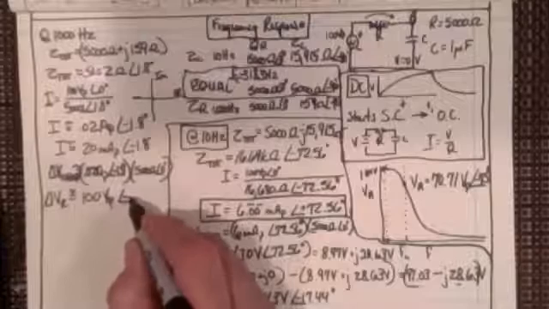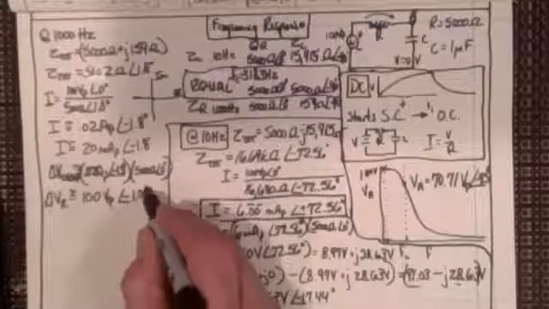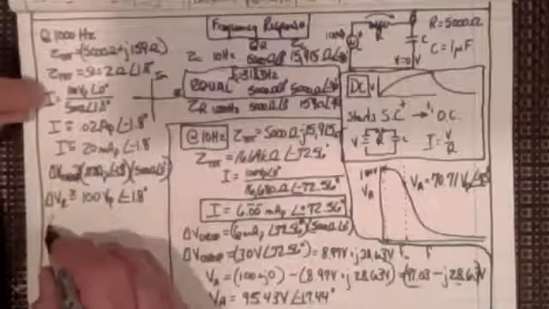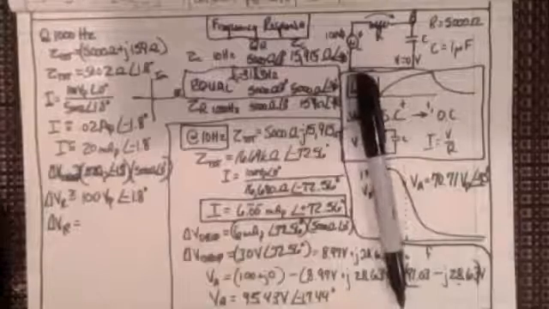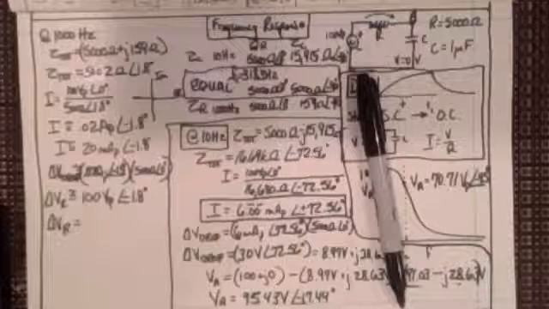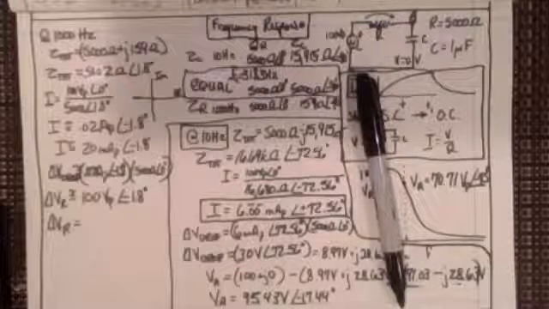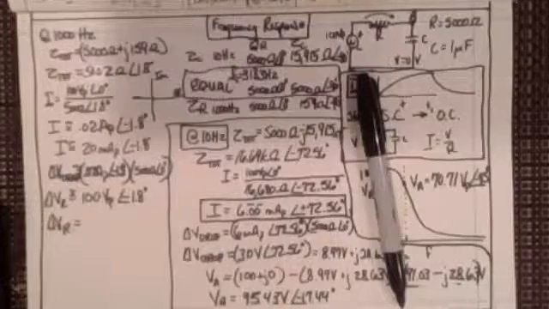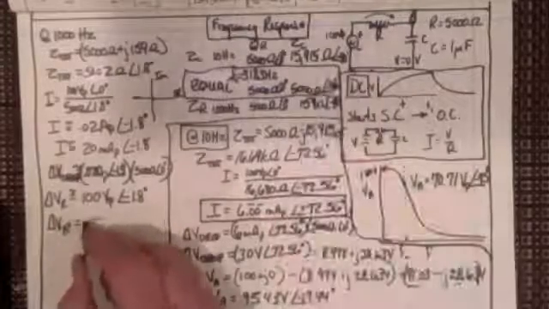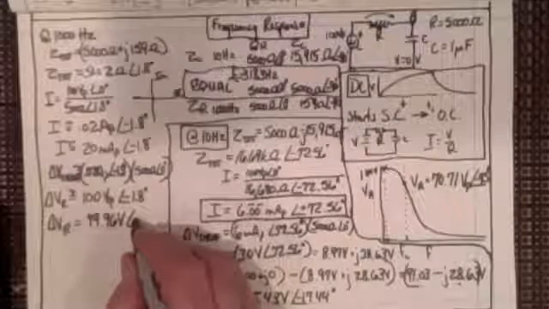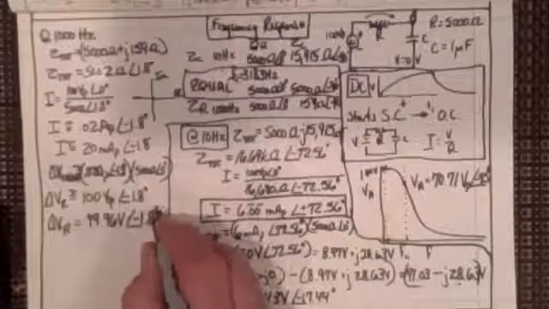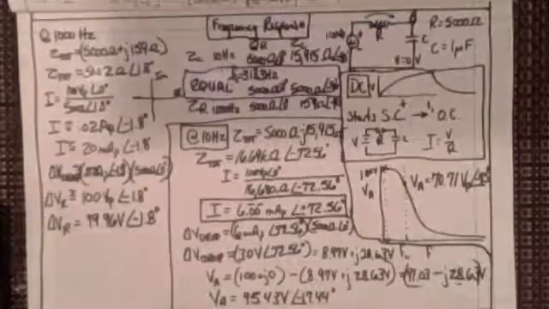Minus 1.8 degrees. If you really wanted to find out exactly what it was, let me give it to you: 100 divided by 5,002 gives me that current, times 5,000 gives me 99.96. So the voltage drop is 99.96 volts at an angle of minus 1.8 degrees. So it's literally the whole 100 volts is going to drop.